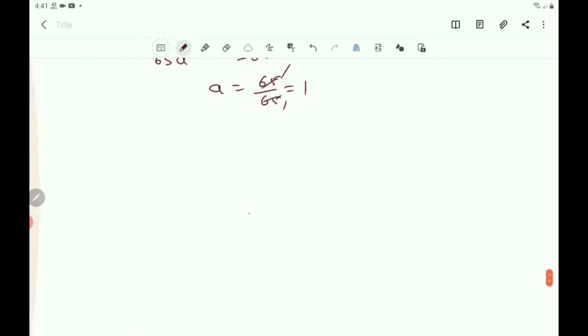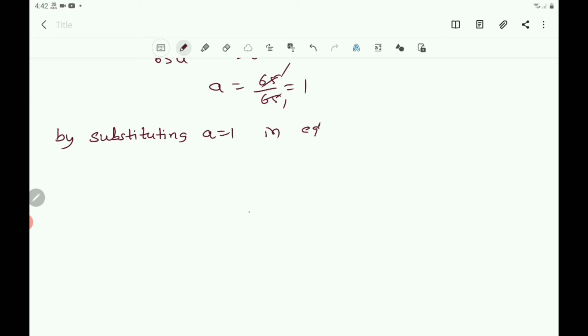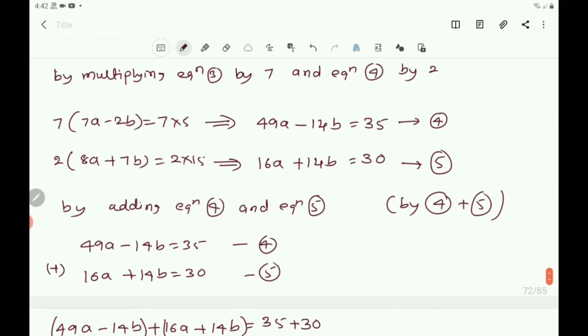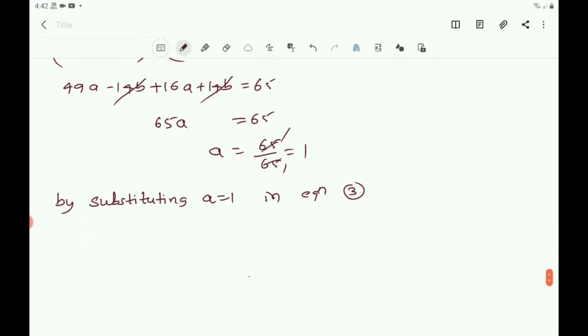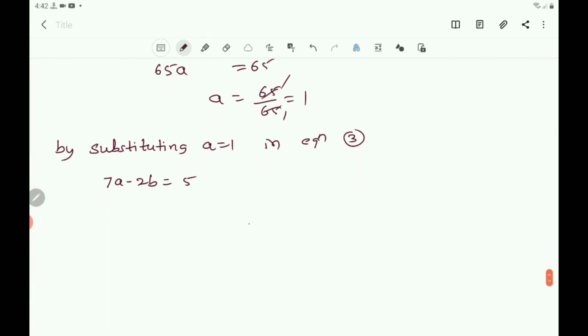So you write, by substituting a equals 1 in equation 3. What is equation 3? 7a minus 2b equals 5. So a means 1: 7 into 1 minus 2 into b equals 5. So 7 minus 2b equals 5.